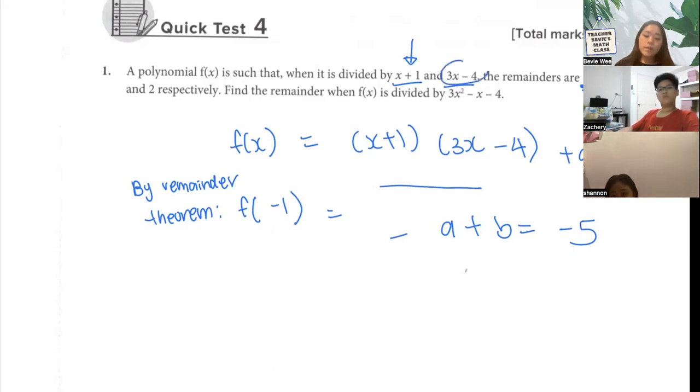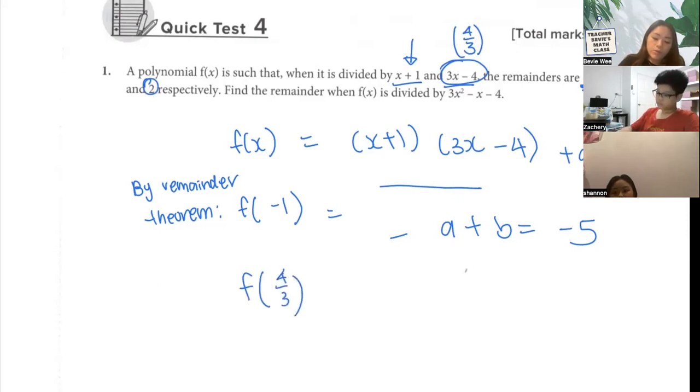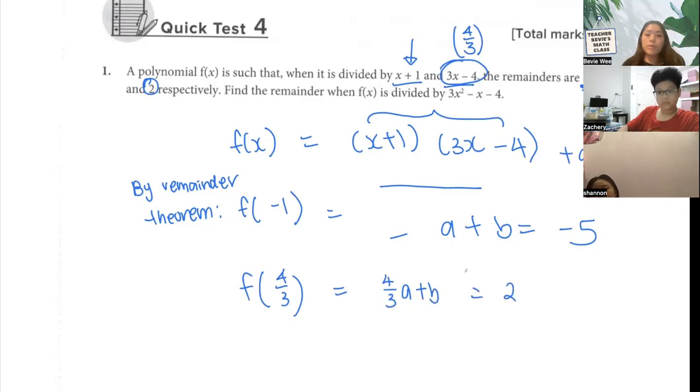I do the same thing. When I plug in 4 over 3, my remainder is 2. So I'm going to plug in 4 over 3. My remainder here will be 0 again. It's 4/3 a plus b equals remainder 2. Do you see my two equations formed already?